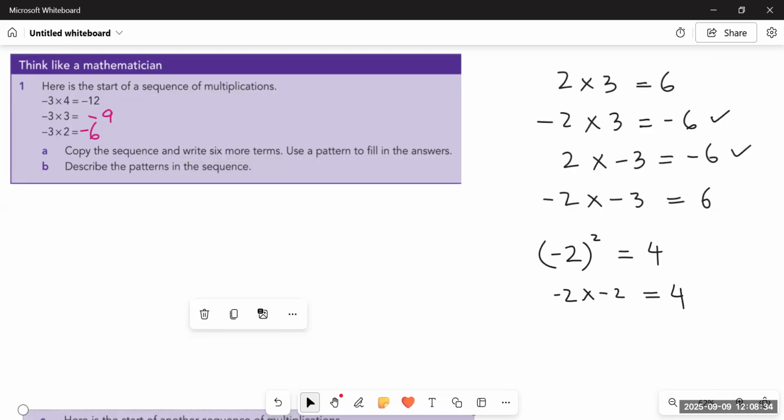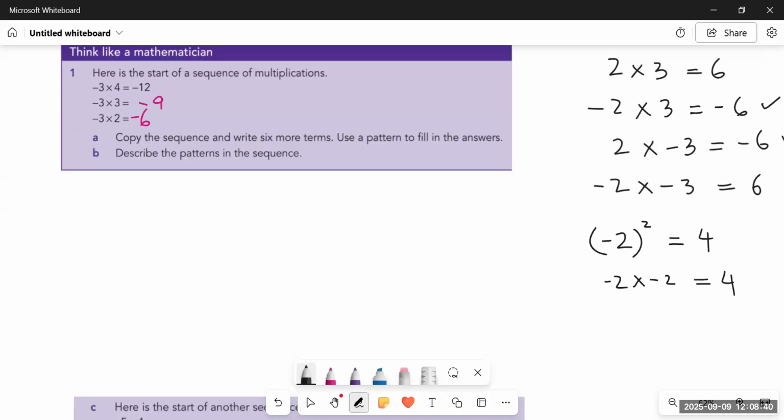Now we have to copy the sequence and write the 6 more terms in the same way. So what are we going to do? We will multiply minus 3 with 4, minus 3 with 3, minus 3 with 2, and then minus 3 with 1, then minus 3 with 0, and then minus 3 with minus 1. So what is happening? We are reducing the numbers by 1 every time. 4 minus 1 is 3, 3 minus 1 is 2, 2 minus 1 is 1, 1 minus 1 is 0, 0 minus 1 is minus 1. So here I'm going to get the negative answer, because minus 3 is negative and 1 is positive. But when we multiply any number by 0, we always get 0. And when we multiply minus 3 with minus 1, the answer would be positive.